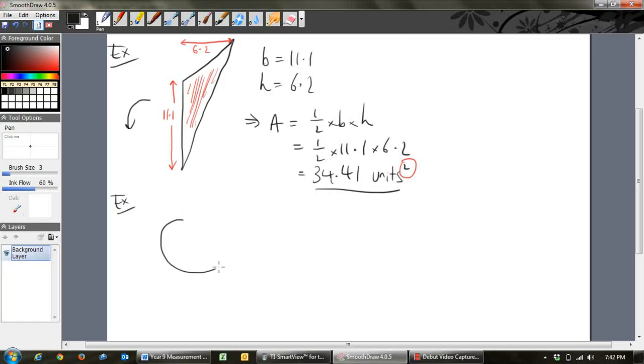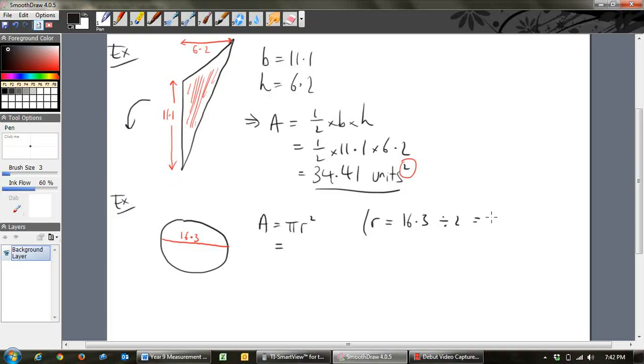I might just do an interesting one. Okay, so let's do this one. Let's say that it has a circle with a diameter of 16.3. It's got a diameter of 16.3. Find the area of that guy. Okay. Firstly, the formula for area of a circle is pi r squared. Now, what is r? In this case, r is equal to half of 16.3. So 16.3 divided by 2, because the radius is half of the diameter.